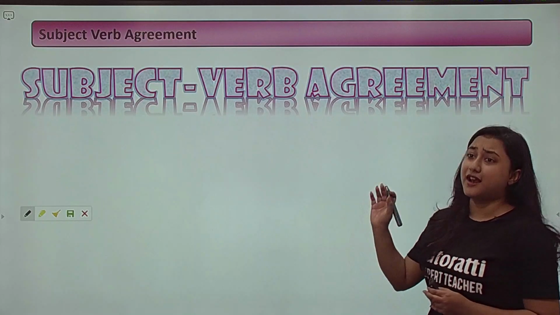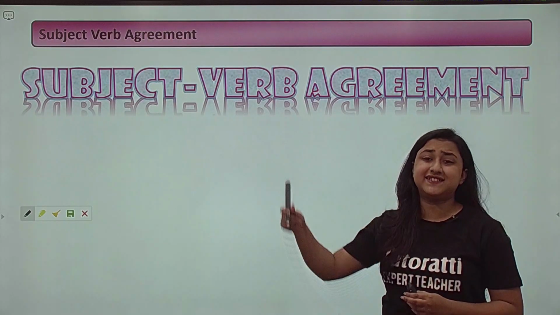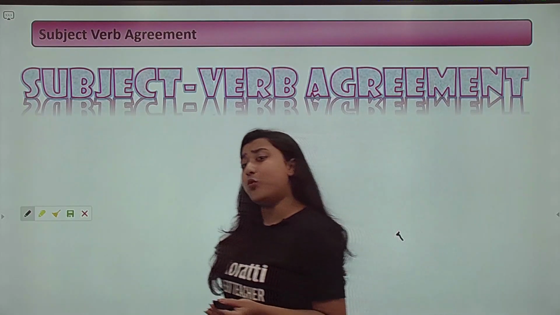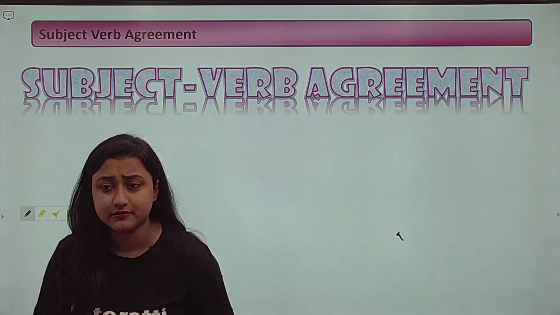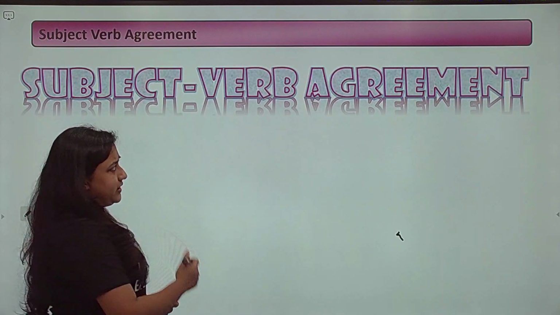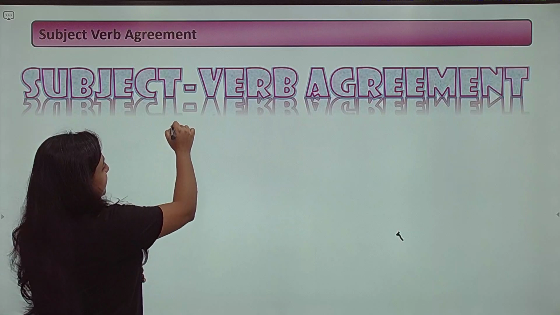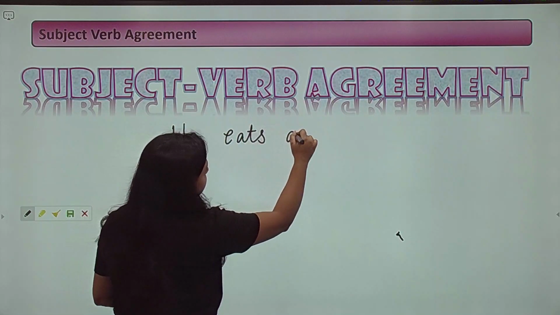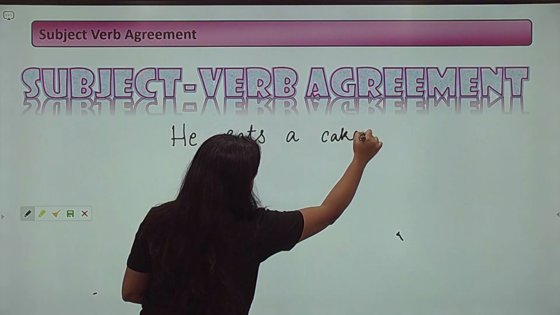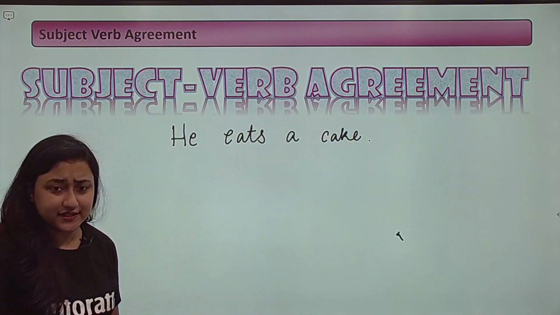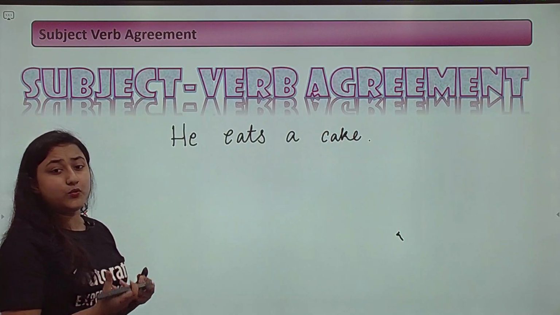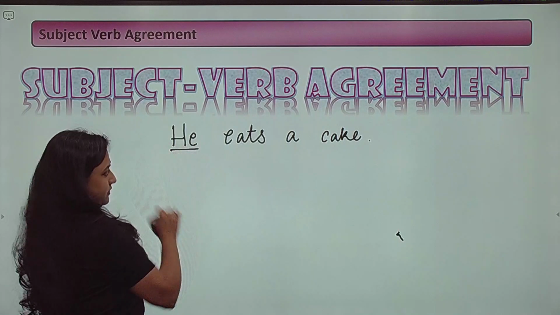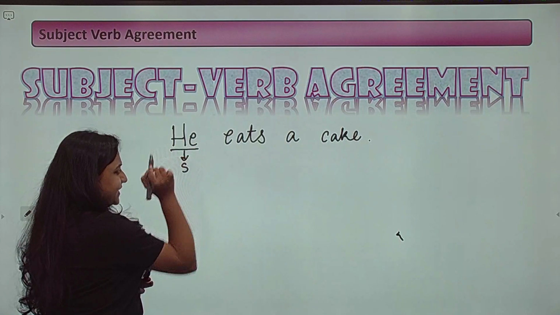So for that, first we'll understand what is the meaning of these three words: subject, verb and agreement. Okay, so students, can you tell me what is the meaning of the word subject? Whenever we write a sentence, for example, if I write, he eats a cake, which is the subject of the sentence? The person or the thing we are talking about. So here we are clearly talking about he. So he is the subject of the sentence.